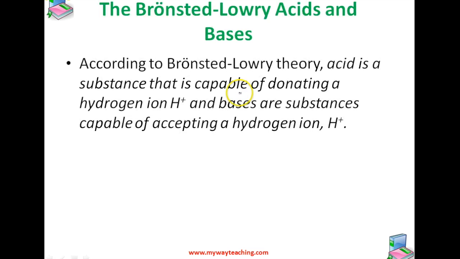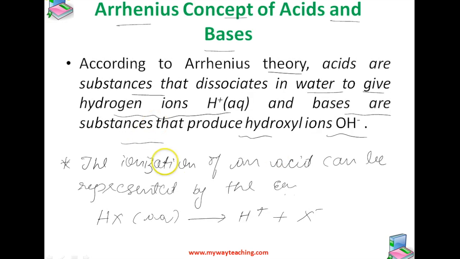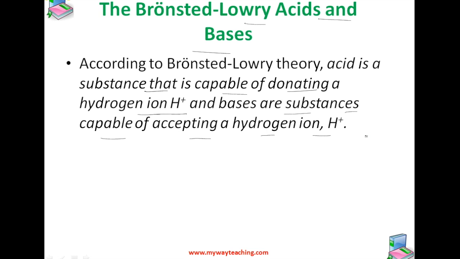Next is the Bronsted-Lowry acids and bases. According to Bronsted-Lowry theory, acid is a substance that is capable of donating a hydrogen ion H+, and bases are substances capable of accepting hydrogen ions, that is H+ ions. Okay, so this is the Bronsted-Lowry acids and bases. This is the Arrhenius concept, dissociating H+ and OH-. And the next is the Bronsted-Lowry acids and bases.